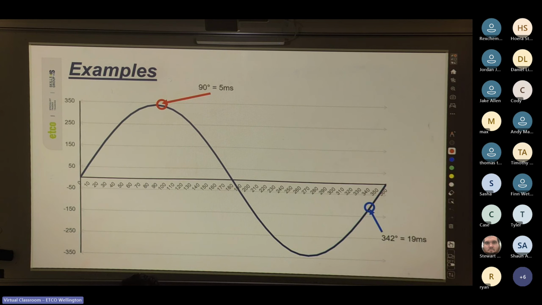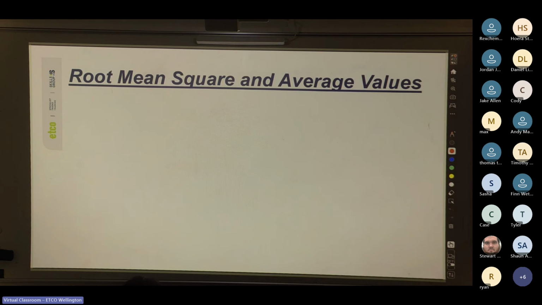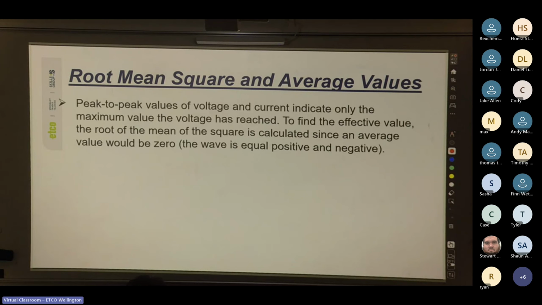Cool. So now the next part of the topic, we're going to look at root mean squared. Peak-to-peak values of voltage and current indicate only the maximum value the voltage has reached. To find an effective value, the root of the mean of the square is calculated, since an average would be 0. The wave is equal, positive and negative.